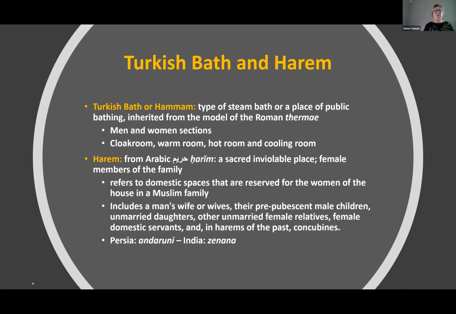So before we go into that one, I wanted to straighten up the whole idea of the Turkish bath and the harem. The Turkish bath or hammam is a type of steam bath, and it's a place of public bathing.